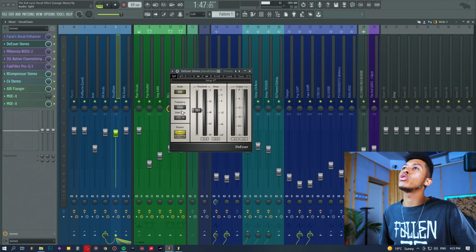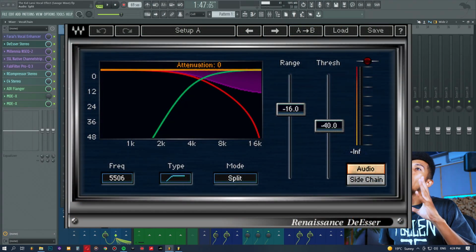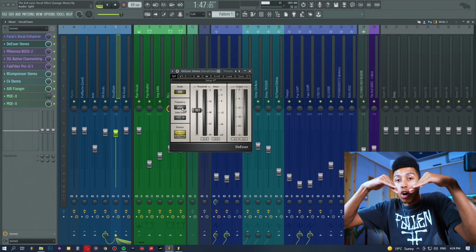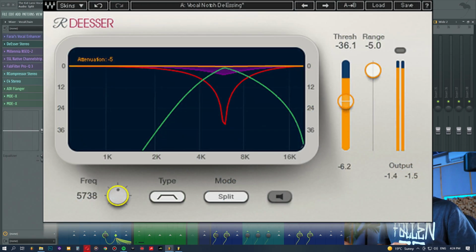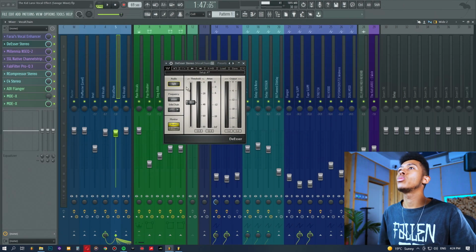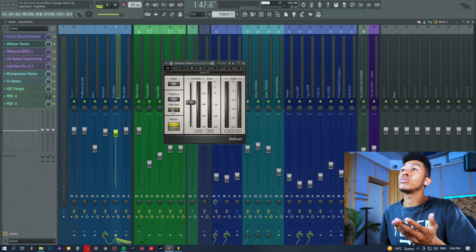Split mode is basically going to be focusing on usually the frequencies above a set frequency point, right? Some other ones are also going to be focusing on the specific frequency. I don't know how it works with this one, but I've just been using split mode. Now, what I like to do is keep the sidechain with this one on the high pass. If you do want to mess around with the bandpass feature, you can do that as well.